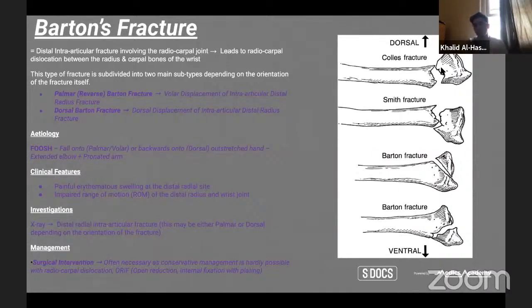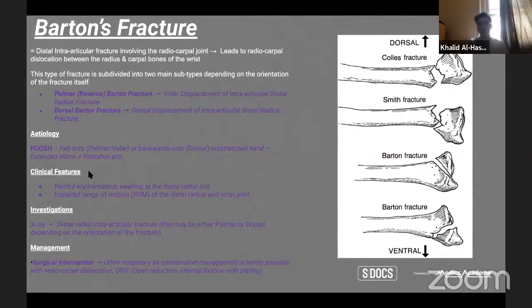It's similar to a Colles fracture. However, if you took a look very closely, a Colles fracture is a fracture through more so the bone with no intra-articular involvement, whereas a Barton fracture has some intra-articular involvement itself. The same could be said between a Smith and a palmar or a reverse Barton fracture. Again, this is usually caused by a fall onto an outstretched hand, extended elbow with a pronated arm.